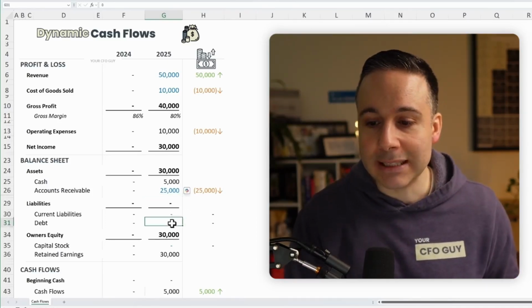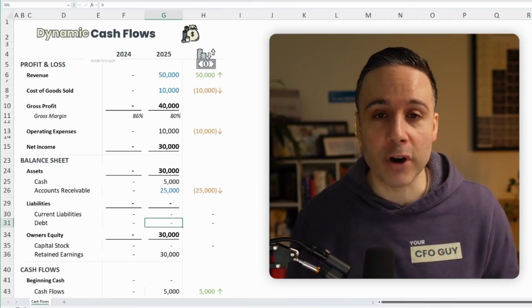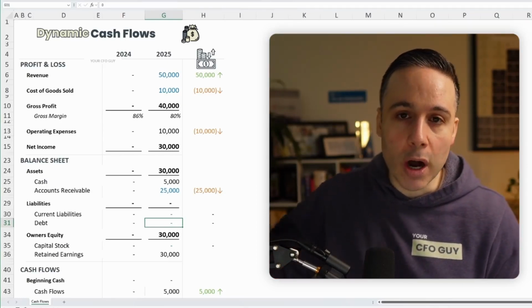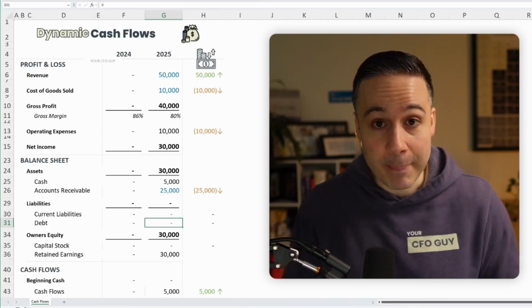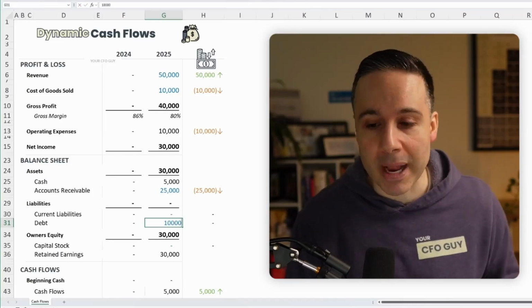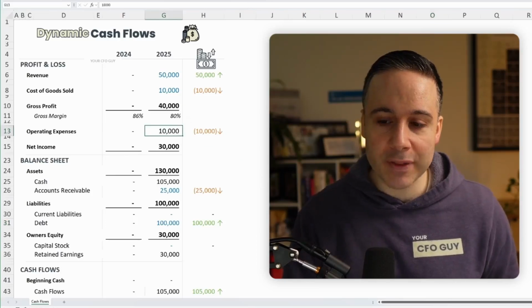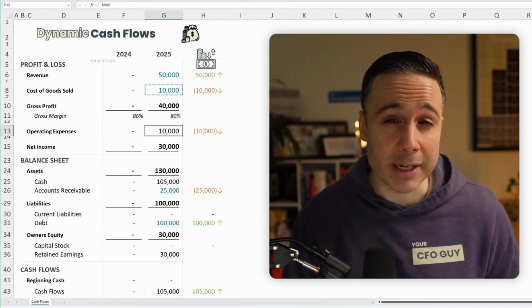So for example, let's say I want to take out a loan for $100,000. Well, that means that if my liabilities go up by $100,000, that means that my cash will also go up by $100,000.